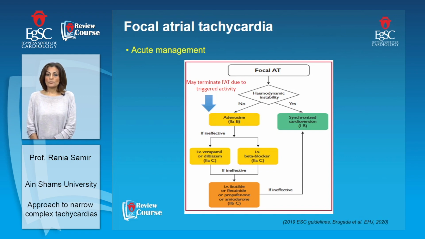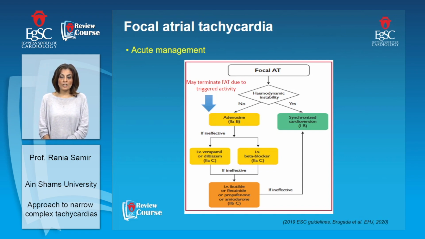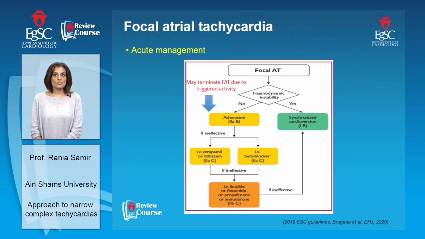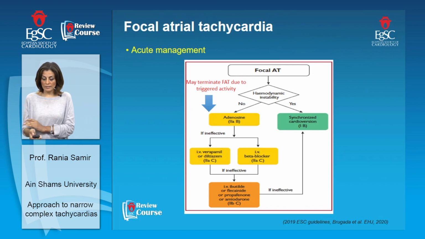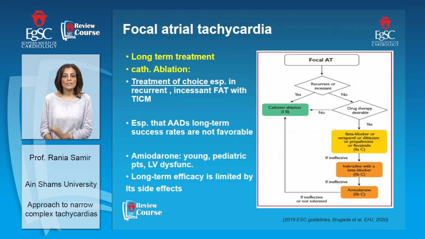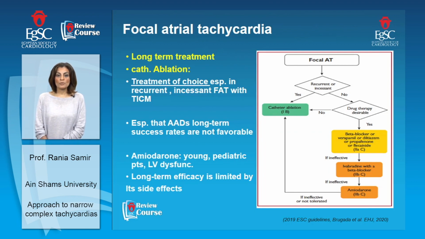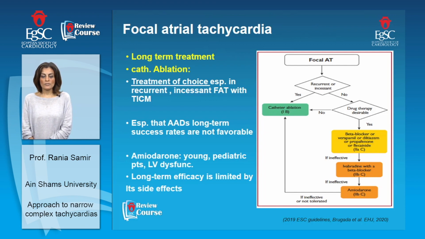And if they turned out to be ineffective, you go for synchronized DC shock. There's an important note we have to know: even DC shock can be ineffective if it's an automatic focal atrial tachycardia. It can terminate the tachycardia for a few seconds or a few minutes, and then it can recur again. And in this instance, the treatment of choice for focal atrial tachycardia, if it's recurrent or even incessant, especially if it's causing tachycardia-induced cardiomyopathy, is catheter ablation.